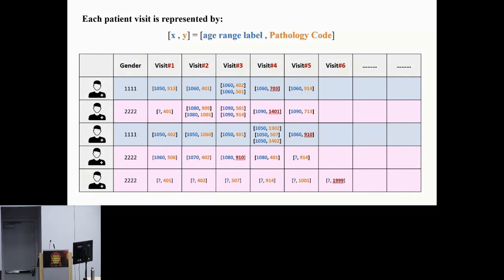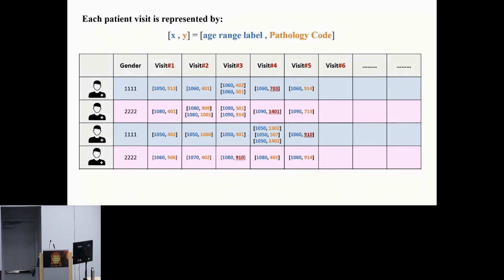Thirdly, if a record contains a null age range label in one of its visits, we handled missing values by selecting the next available age range value to fill the gap. If the missing age range appeared in the last visit, we used the previous age range label to fill the gap. If all visits were missing the age range label, the entire record was deleted.